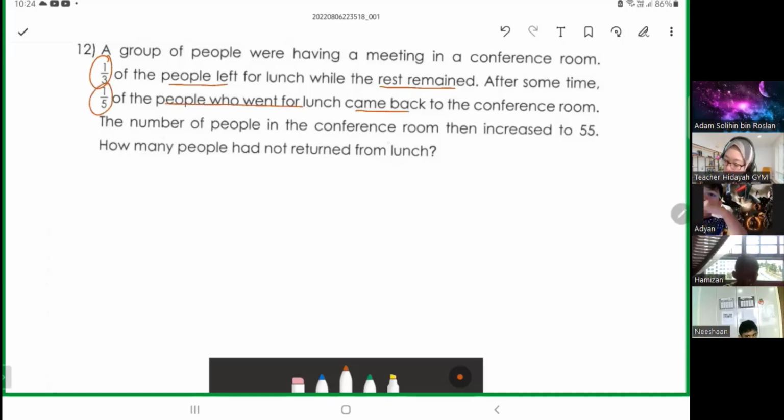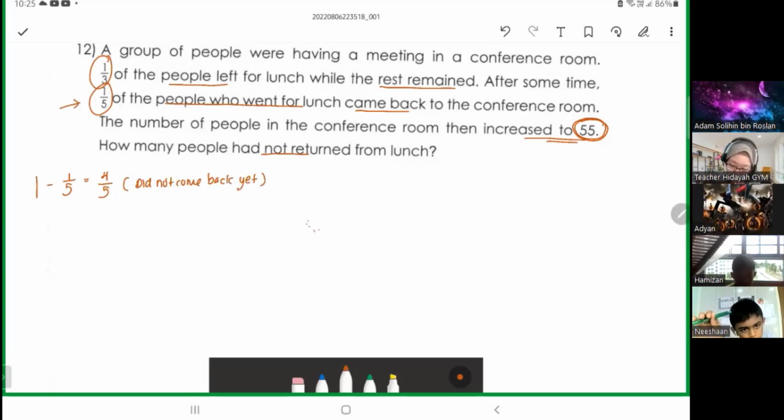The number of people in the conference room increased to 55. This is the value they gave us. The number of people in the room after the lunch time is over is 55. How many people have not returned from lunch? We are going to use the remainder concept using fractions for this question. So we take out 1/5. 1/5 of the people who went for lunch came back. So who did not come back? 4/5, right? 1 whole minus 1/5 equals 4/5. This one did not come back yet.